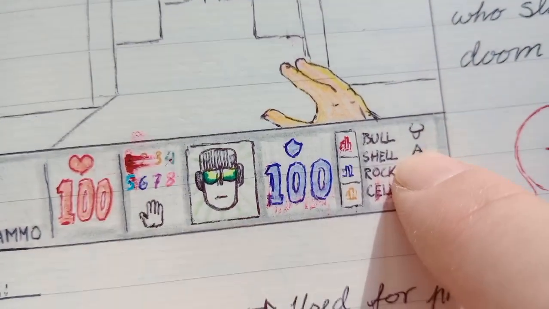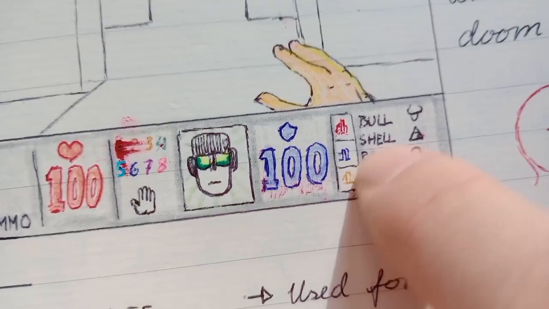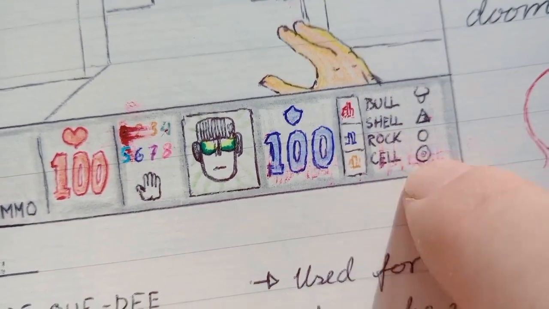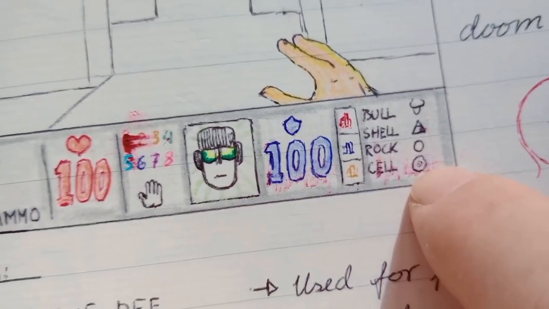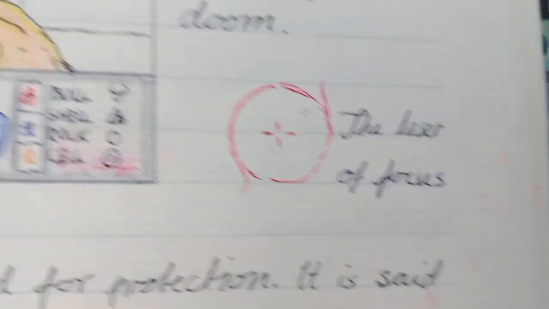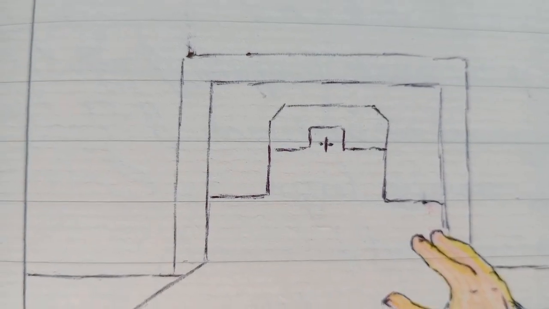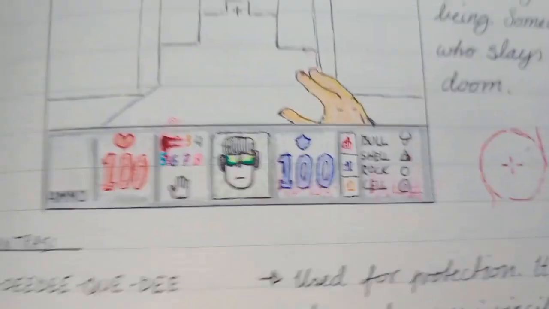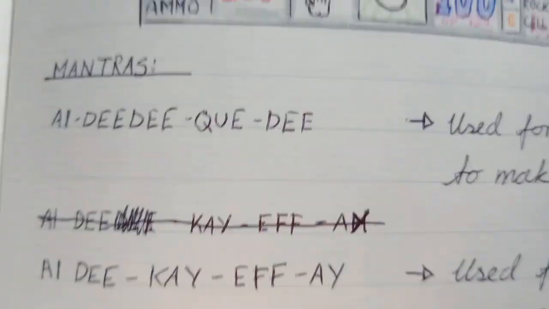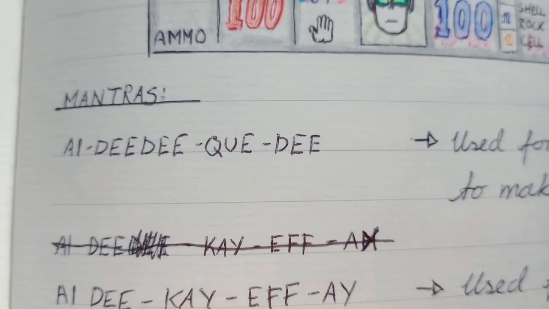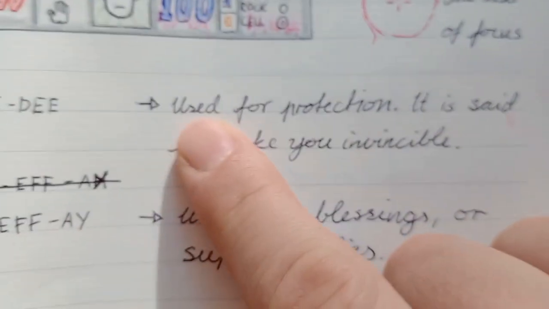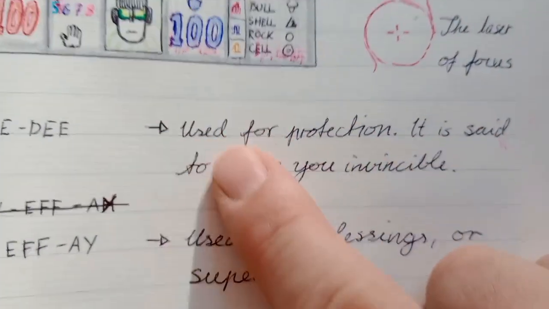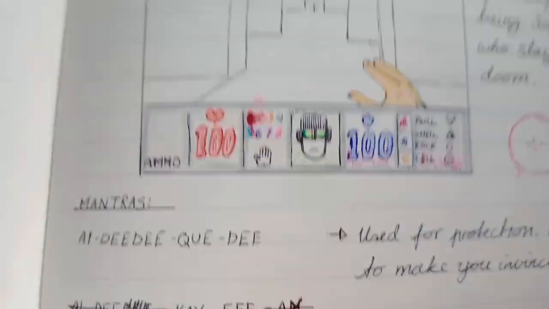And then you have different symbols here, like bull, shell, rock, and cell. You know what the cell is, right? And then we have this, the laser of focus, being able to look straight ahead with a good aim. So it's very, very good. And then we have mantras, very powerful mantras here. IDDQD, used for protection. It is said to make you invincible, right?